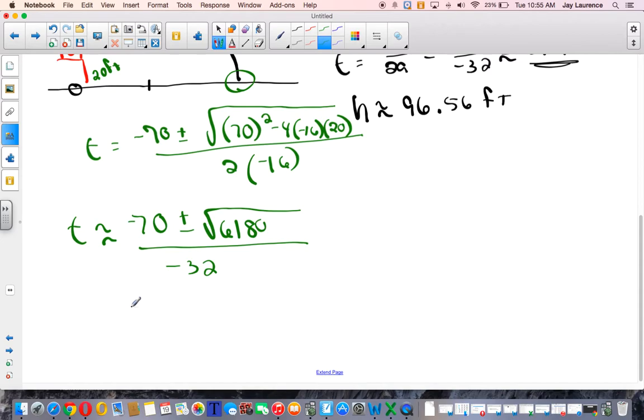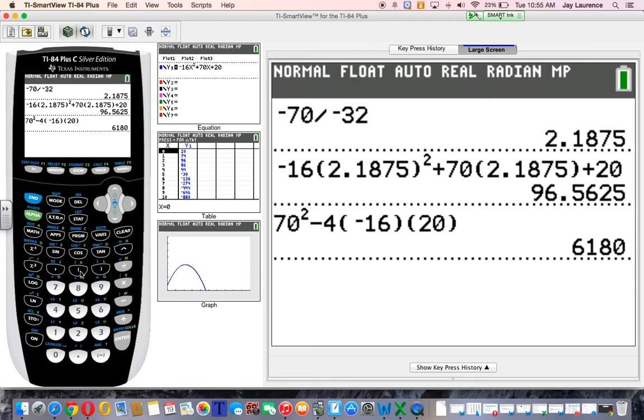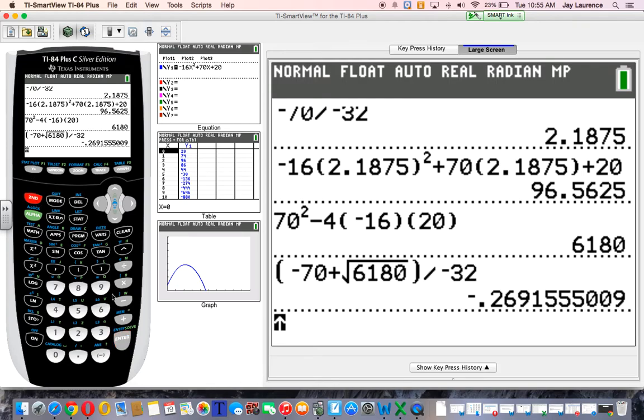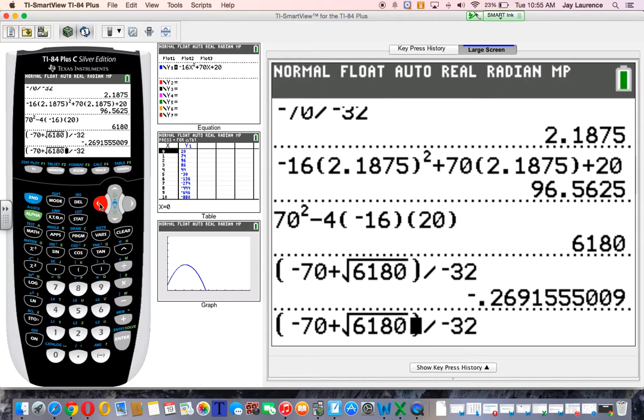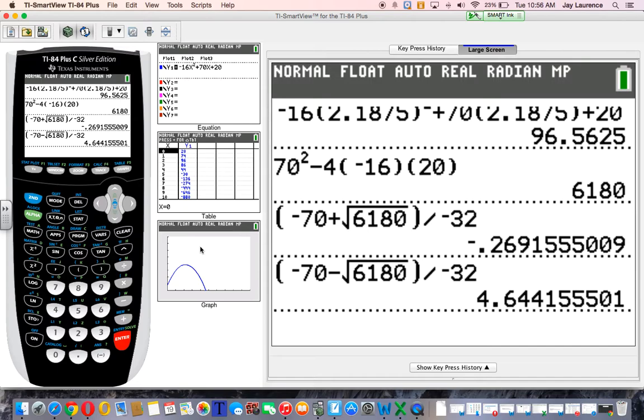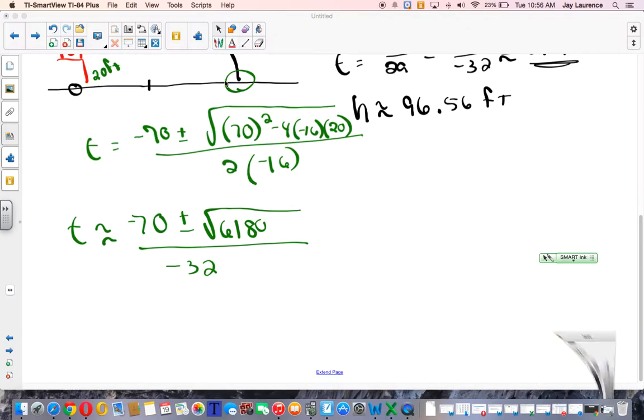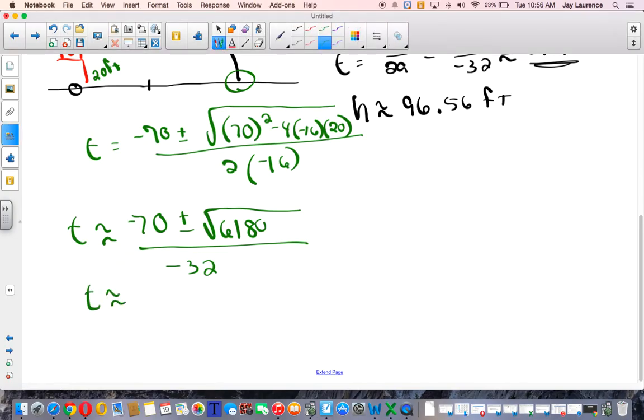But let me go ahead and go to my calculator here. I'm going to have the numerator will be negative 70 plus the square root of 6180. Put that in parentheses and divide that by negative 32. That's the negative time. I don't care about that. So now I'm going to do the same problem, except I'll change that plus root 6180 to a minus root 6180. All right, there we go. And this should get me the positive time. And there it is. It looks like about 4 6400ths of a second. So t is going to be approximately 4 6400ths seconds. All right, so that's the value right here.